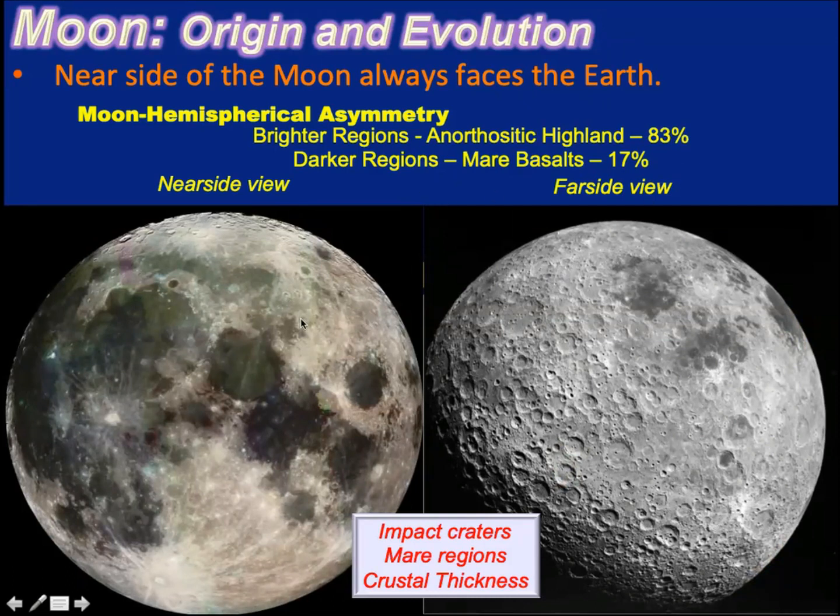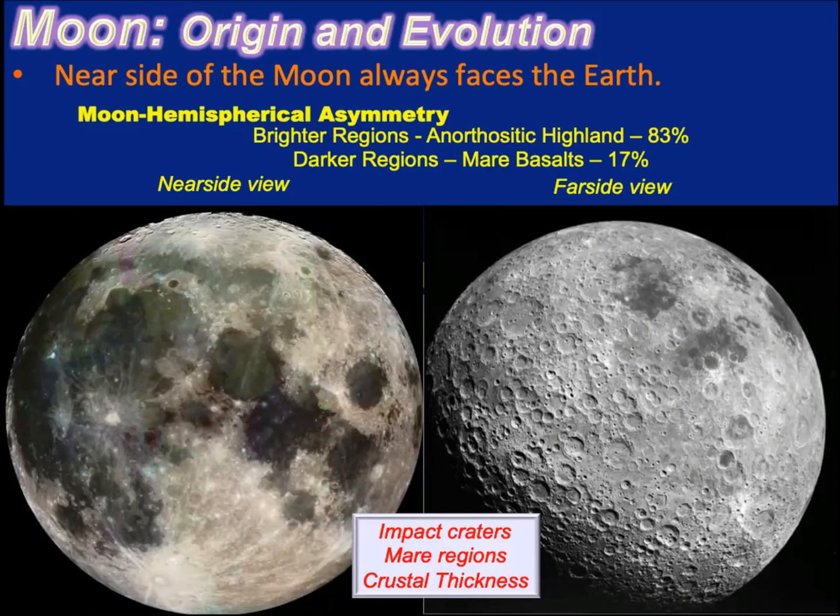Then the darker regions are otherwise known as the Mare regions or the Mare basalts, and they occupy only 17%. So let's see what the near side and far side views are. From our Earth, we can always see this particular view, which is known as the near side view. The other face of the moon is not visible to us from our Earth, and that is the far side view.